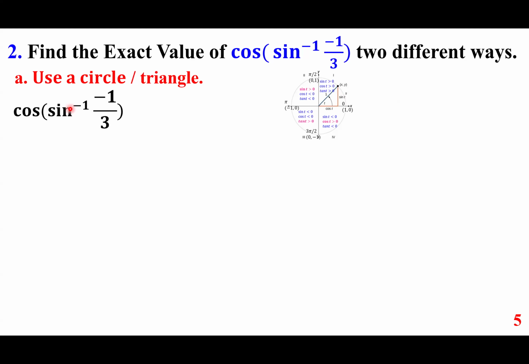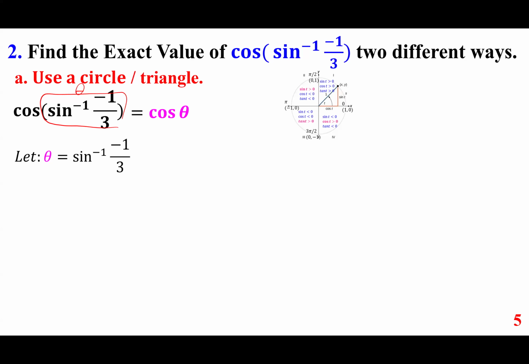So if you let this be some angle theta, then you're looking for cosine theta. So let theta be sine inverse of -1/3. So you're looking for cosine theta. That's the bottom line.